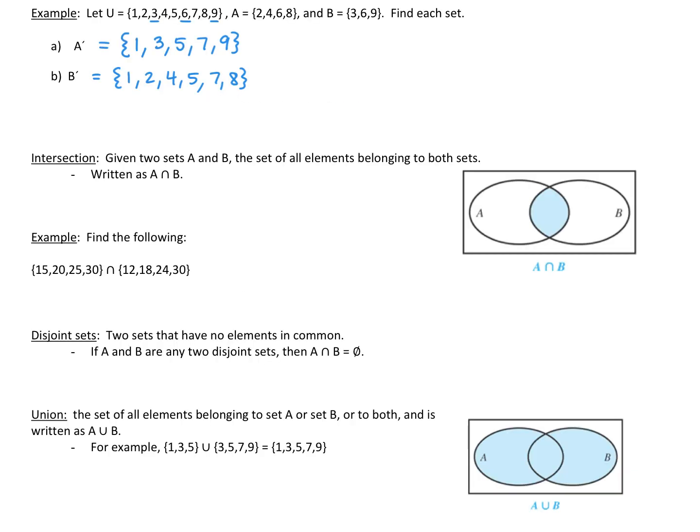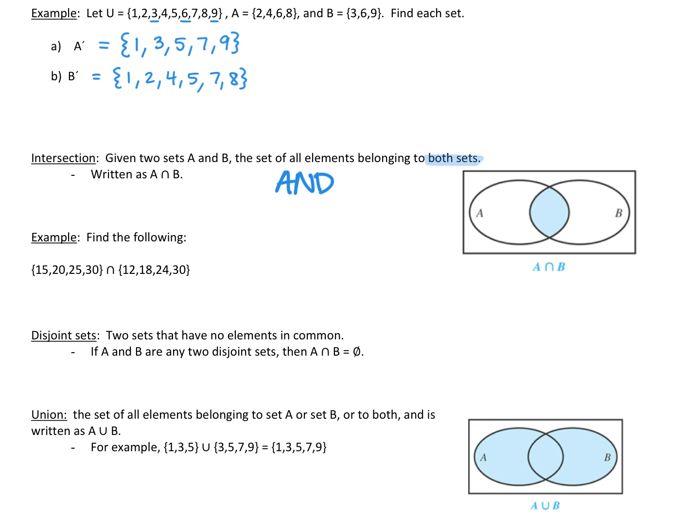Next up is intersection. Intersection is like the word and. I see intersection as that upside down U. When I ask for the intersection, I'm asking for what needs to be in both sets. So given two sets A and B, the set of all elements belonging to both sets, which is why I'm saying and. If you have a Venn diagram, it's that section in the middle, written as A, that upside down U, B.